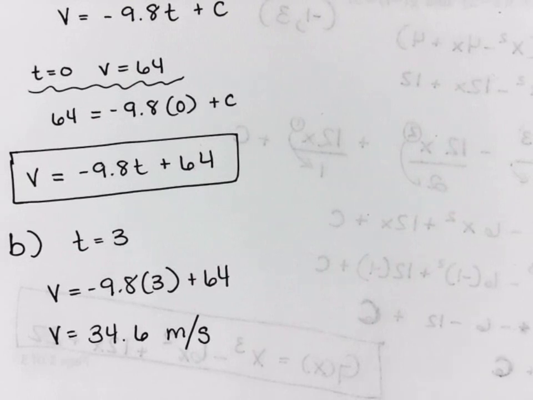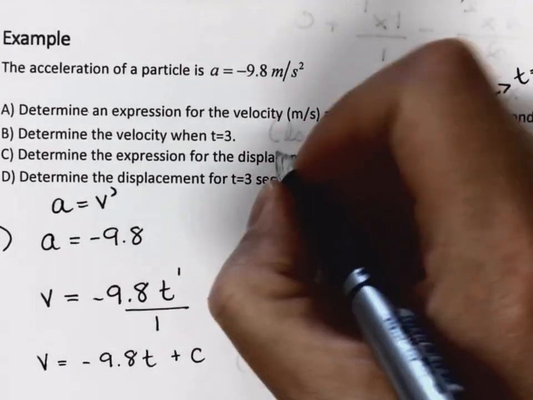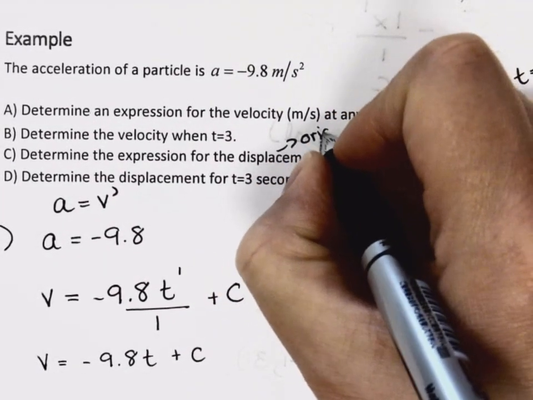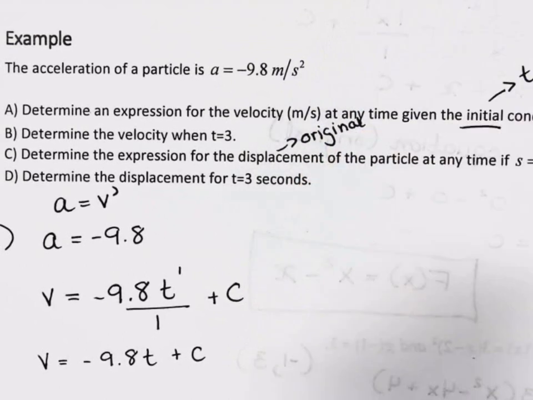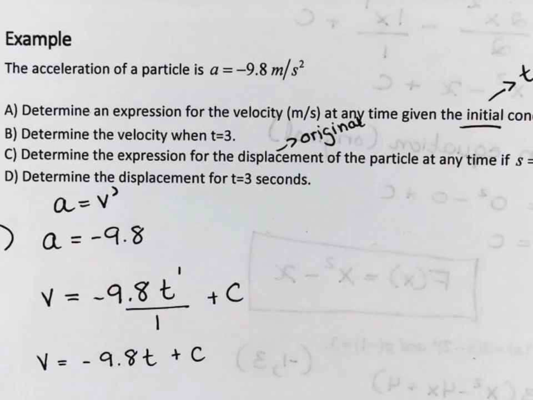Okay, so the next part says determine the expression for the displacement. So as soon as I see the word displacement, really, that's the original function. That's the original function of the particle at any time if s is 16 meters at t equals 0. So it's given us a coordinate pair again, so we know we have to find that constant.